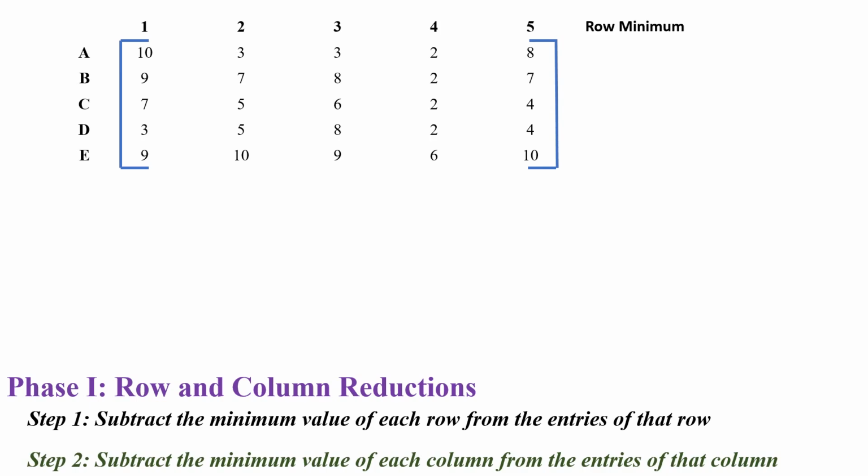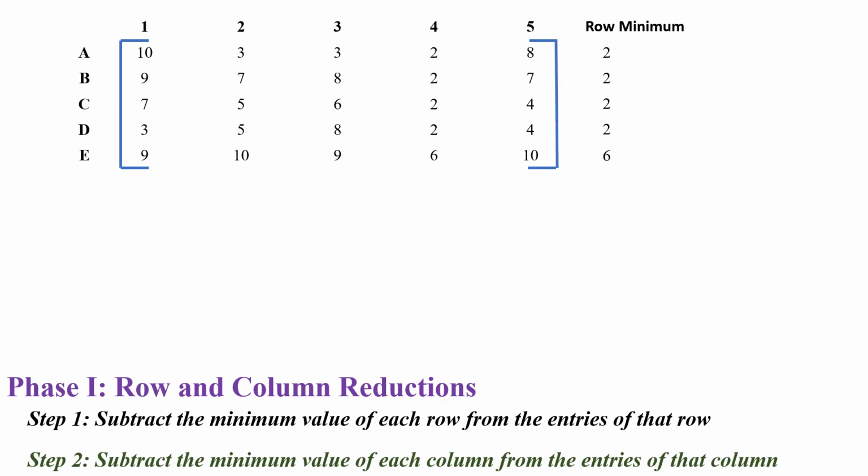For this, we determine the minimum value from each row. For the first row, the minimum value is 2, and for the second row, the minimum value is 2. For the third row, the minimum value is 2. For the fourth row, the minimum value is 2. And the fifth row, the minimum value is 6. Next, subtract these row minimum values from the respective rows.